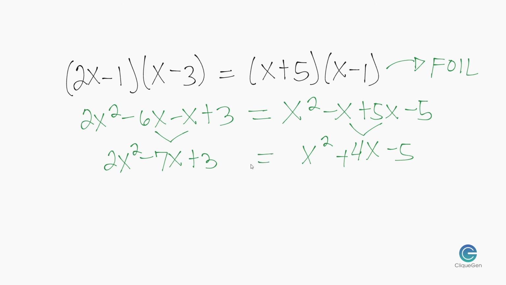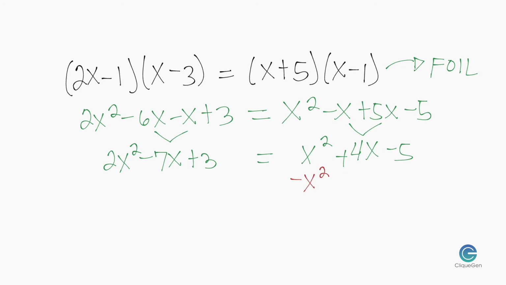Next, we will make the right side of the equation be 0 by applying the addition property of equality. To do that, we will add the opposite of each term on the right side of the equation to both sides of the equation. So it will be 2x squared minus 7x plus 3 plus negative x squared plus negative 4x plus 5. Combining similar terms, we have x squared minus 11x plus 8. Since we are adding the right side of the equation with their additive inverse, the result will be 0.